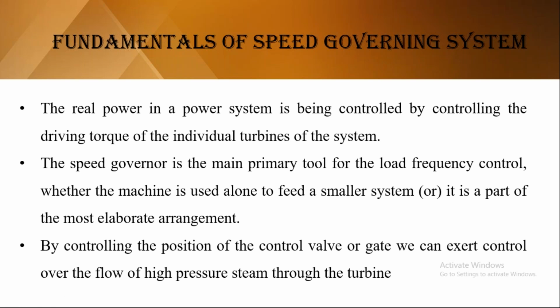Generally, the power coming from the power station is real power, right? So here we have to control the real power by controlling the driving torque. Why? Because here we are converting mechanical energy to electrical energy. If you control the mechanical power, then we can control the electrical power. The mechanical energy is torque oriented, so if you control the torque, then we can control the speed, and automatically the power generated from the generator will be controlled.